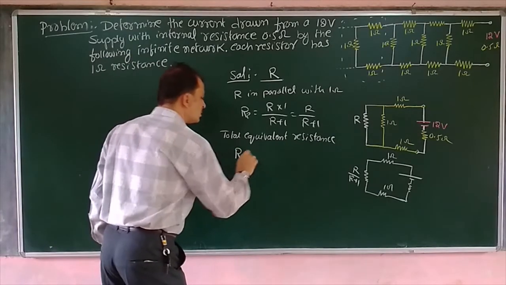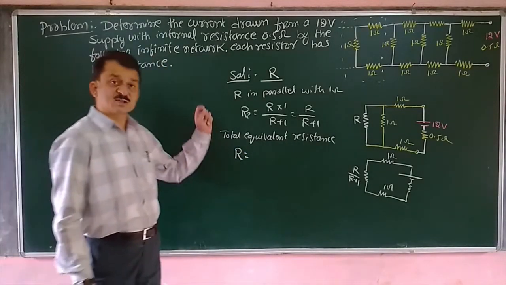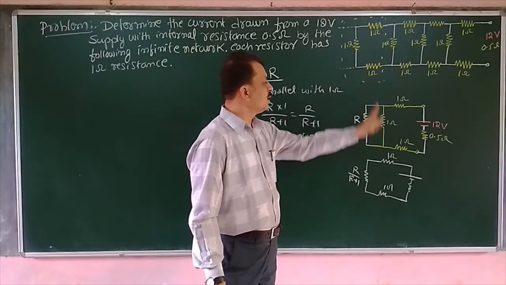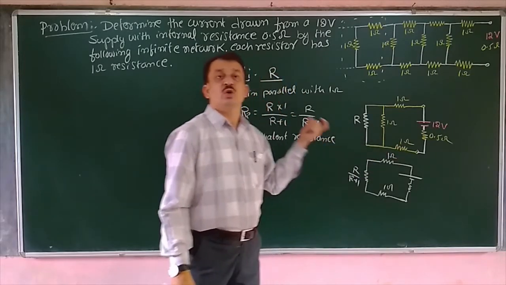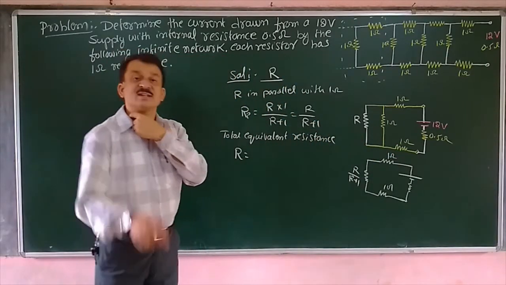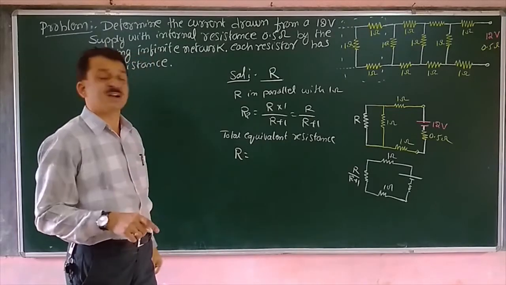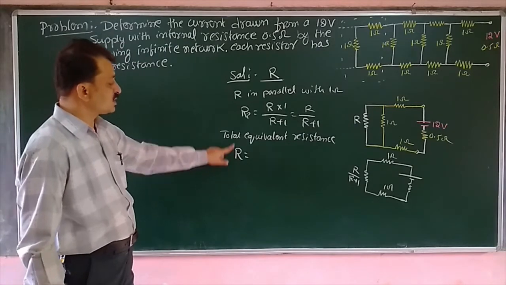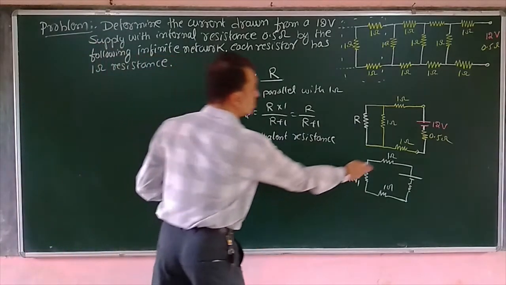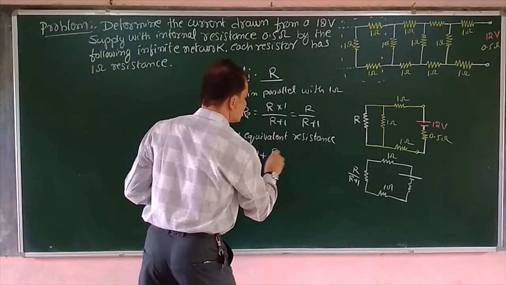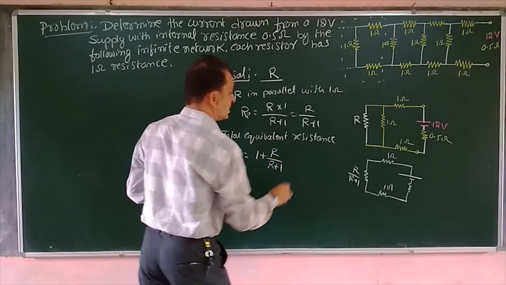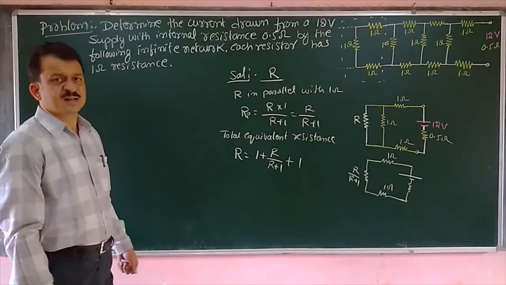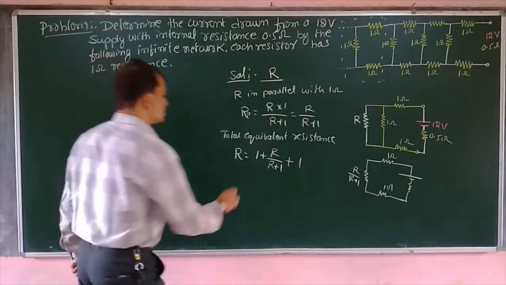is also R. The total equivalent resistance is also R, because we have already told, since it is an infinite series network, by adding one unit of those resistors, the resistance remains the same. Effective resistance remains the same. Therefore, R should be equal to 1 plus R divided by R plus 1 plus 1. Now just solve for R, then we will get the equivalent resistance.